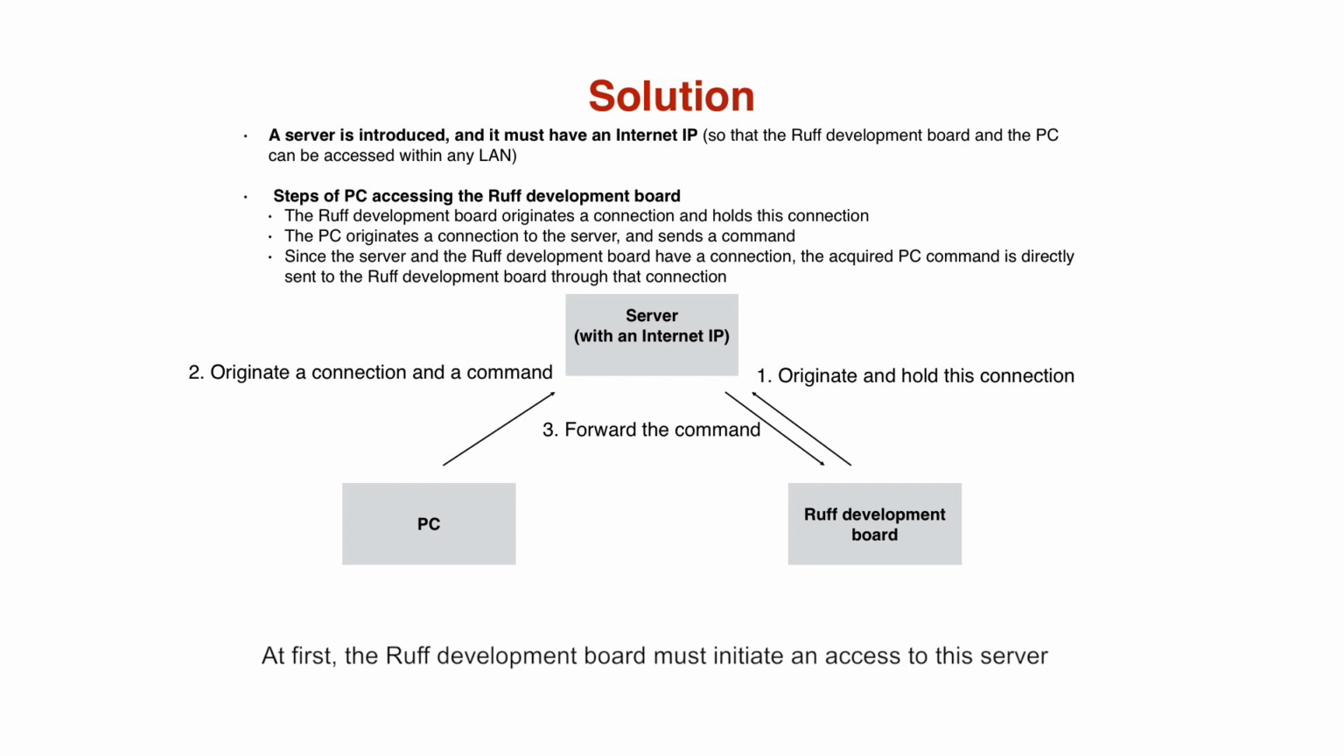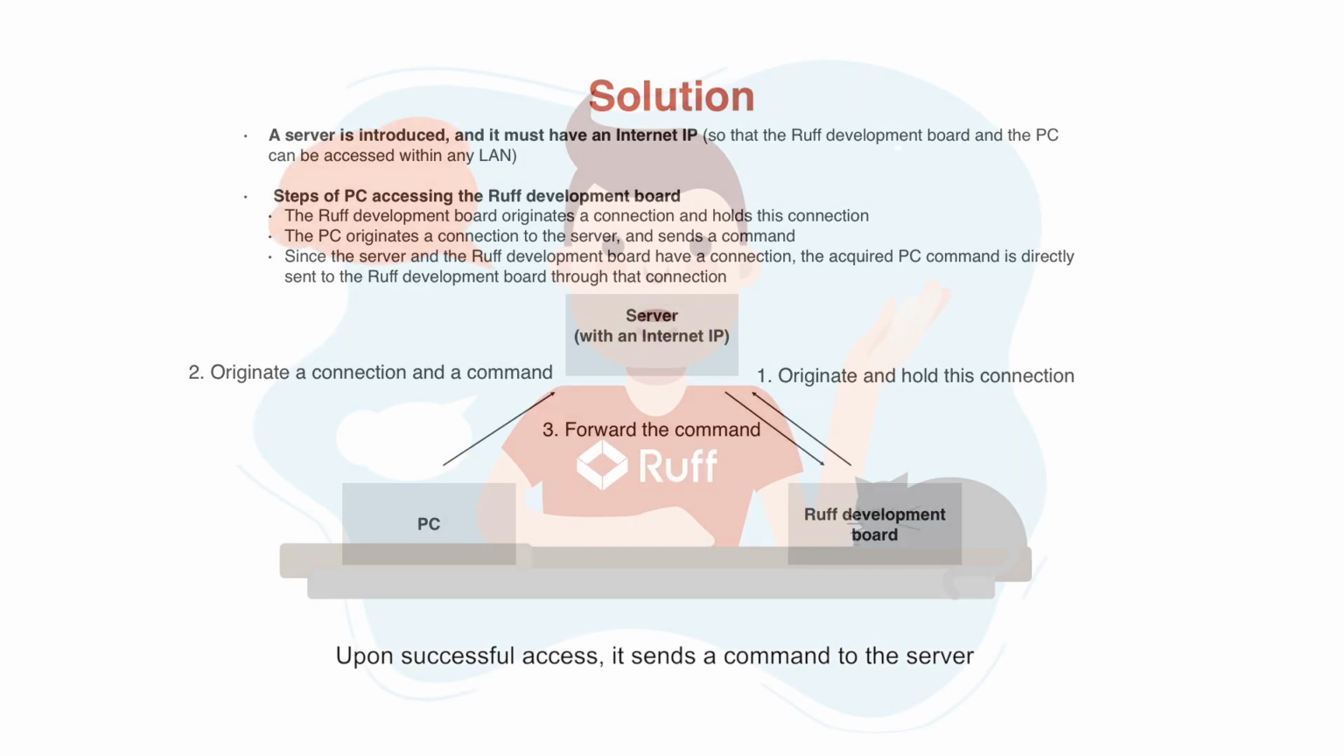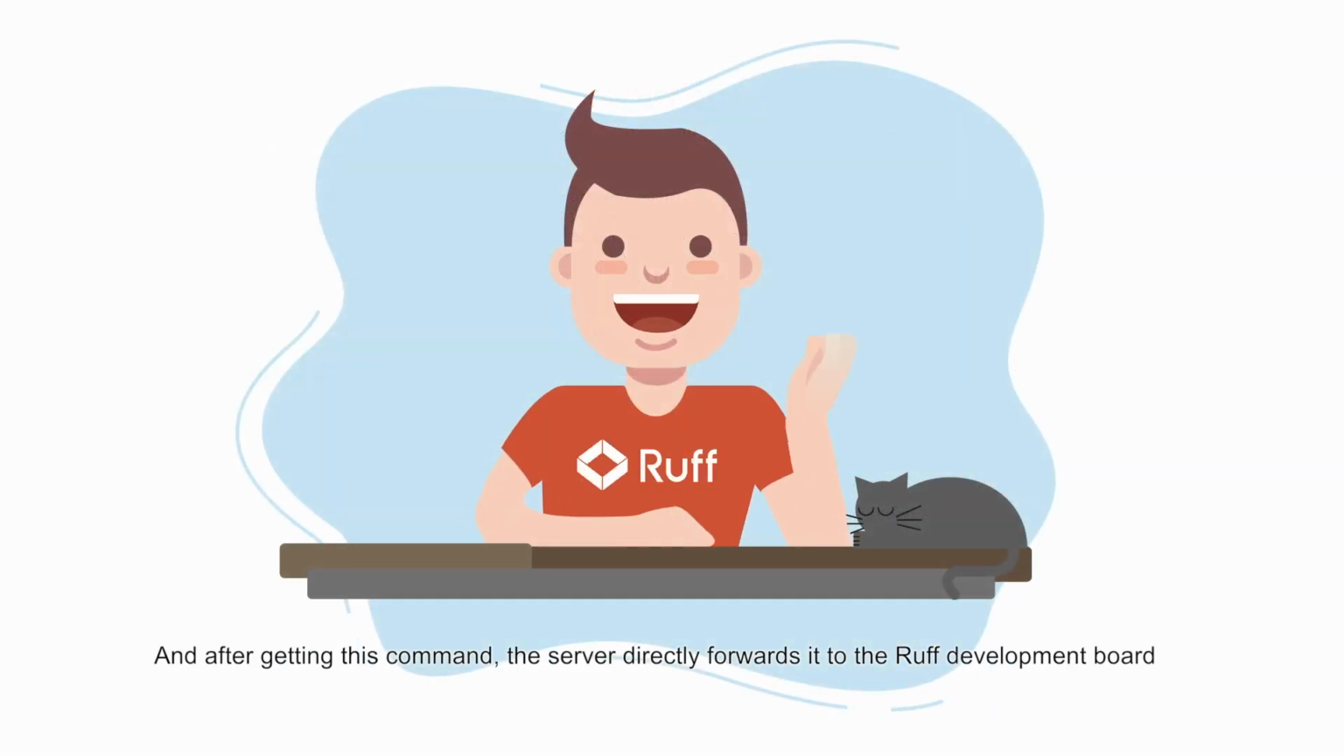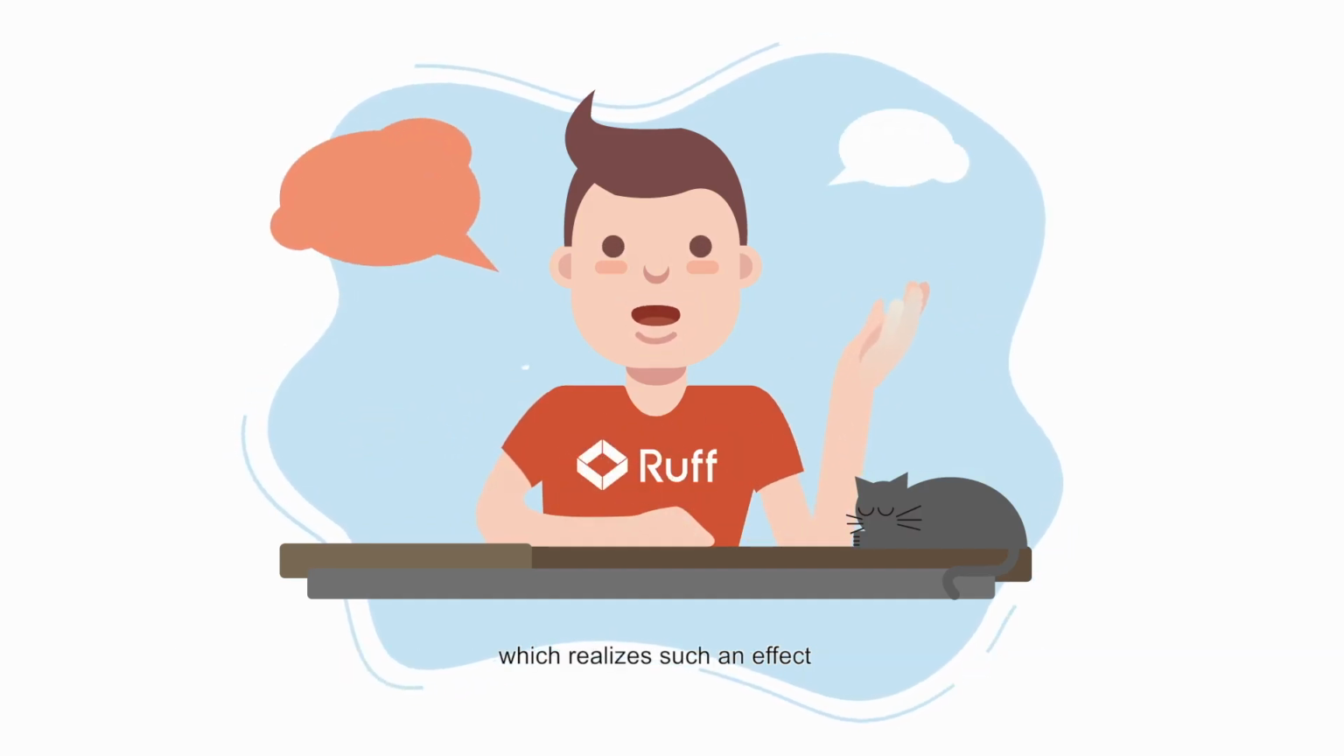At first, the Ruff Development Board must initiate an access to this server, and the server must hold this connection. Then, the PC must access the server. Upon successful access, it sends a command to the server. And after getting this command, the server directly forwards it to the Ruff Development Board, which realizes such an effect.